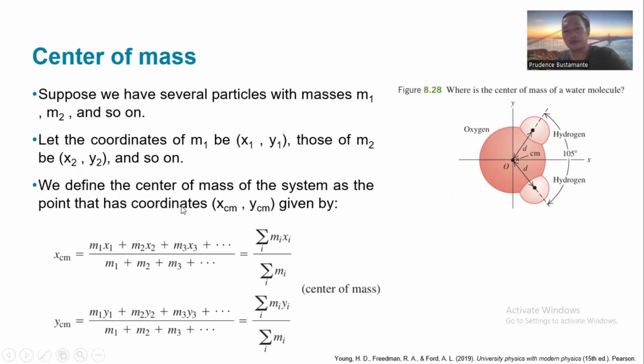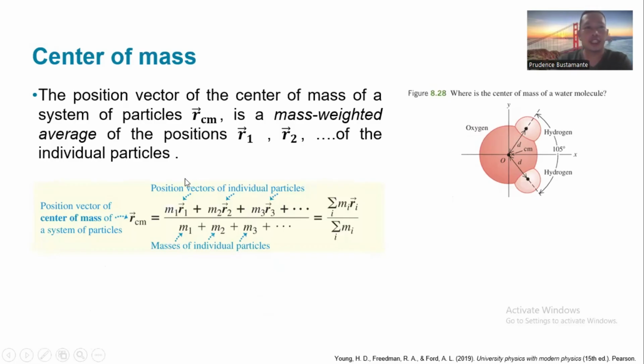In vector form, the center of mass of the system of particles is R center of mass. This is equal to the position vectors of the individual particles times their masses over the total mass, or just the mass-weighted average of the positions R1, R2 of the individual particles. So this is the formula.